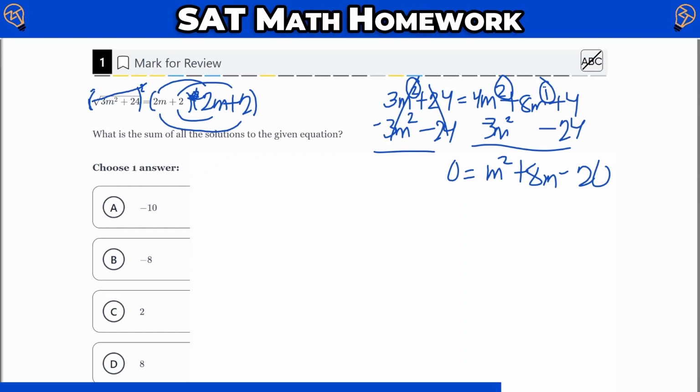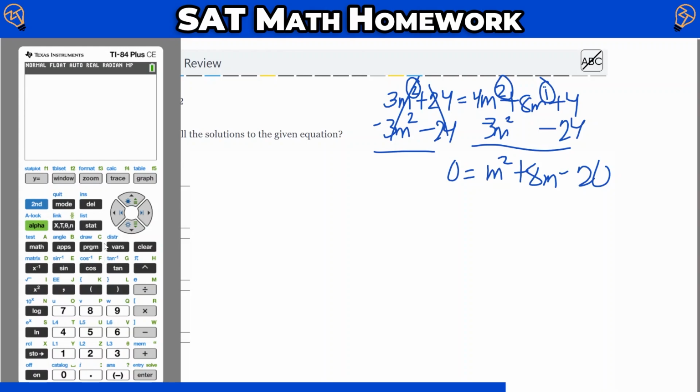However, keep in mind we do have a fantastic program, which is called Quadratic Solver. We'll go into it. We could type in these coefficients of 1, 8, and negative 20. Make sure you use that negative key down here, not the minus sign. And then we get, notice, 2 solutions here.